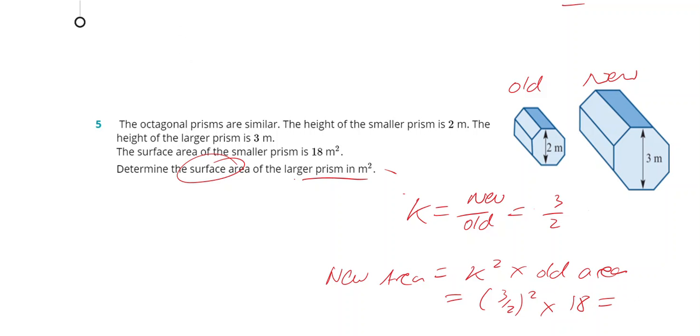Not quite yet. 40.5 meters squared, and that should be your final answer. So remember, when you want a similar area, you need to multiply by K squared. When you want a similar volume, you need to multiply it by K cubed. If you want a similar length or height or anything one-dimensional, you multiply by K. Hopefully that helps.